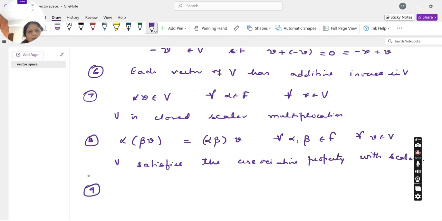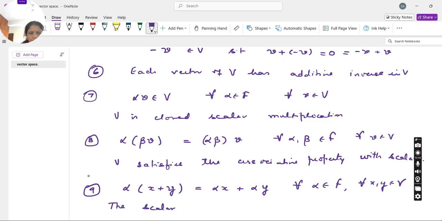Next is alpha times x plus y, which equals alpha x plus alpha y. That means scalar multiplication is distributed over vector addition, and it must be true for all alpha belonging to F and for all x, y belonging to V.